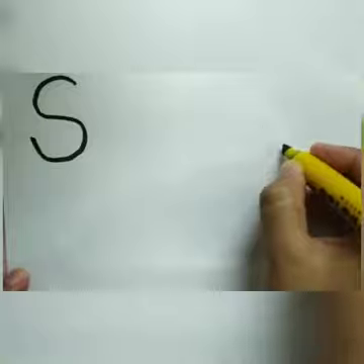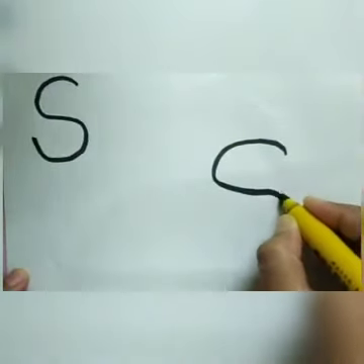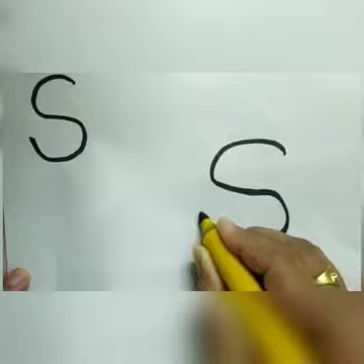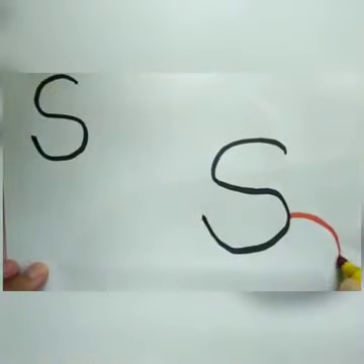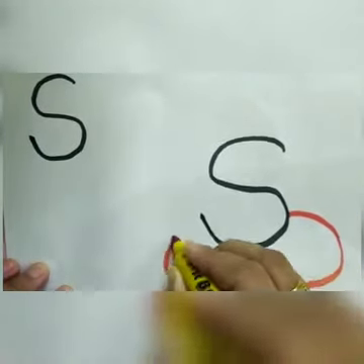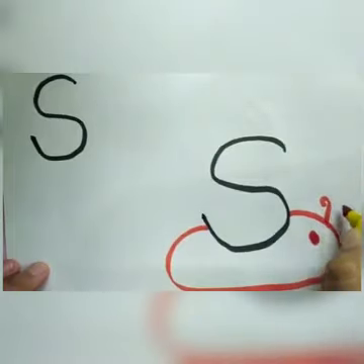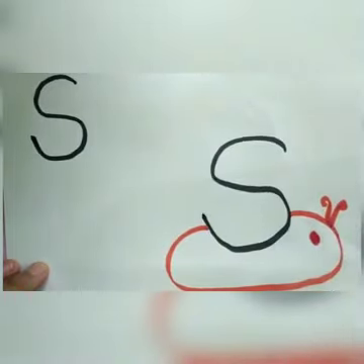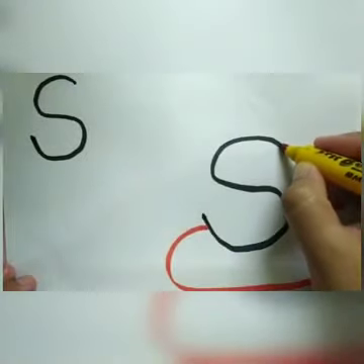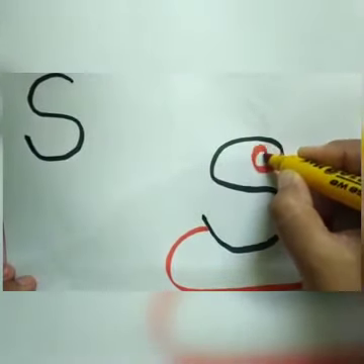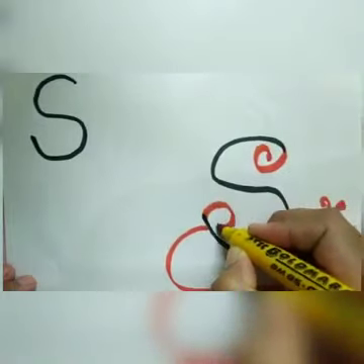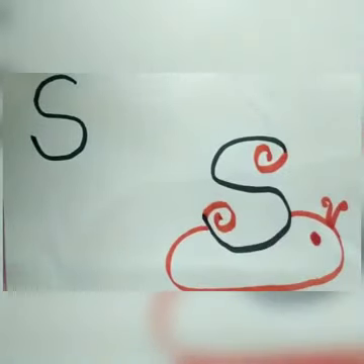For this, first of all, I am making a big capital S here. Now, I am taking another color for the drawing. I am making a circle around the S like this. And now, I am making an eye here by drawing a small circle. Now, I am making two antennas like this. And after this, I'm making a small change here. I'm choosing another color and making a round like this. Here also, I'm making a small round like this. This is your snail ready.